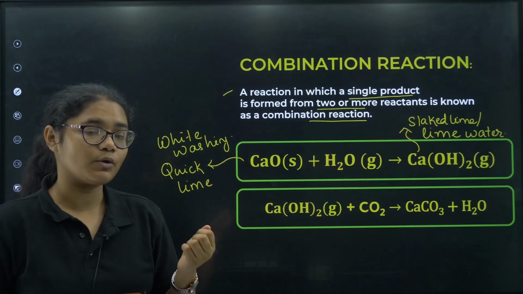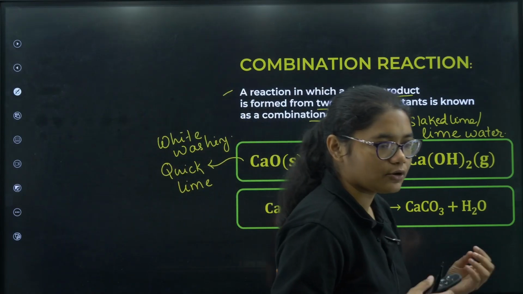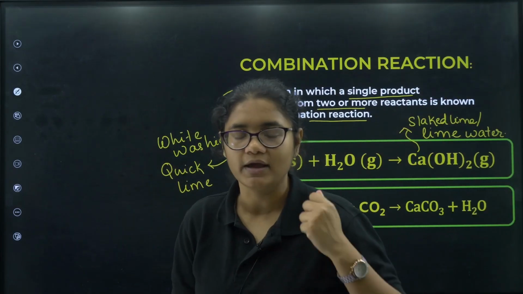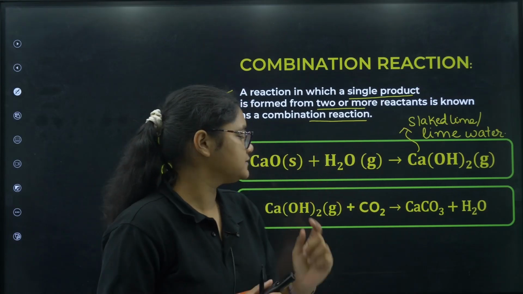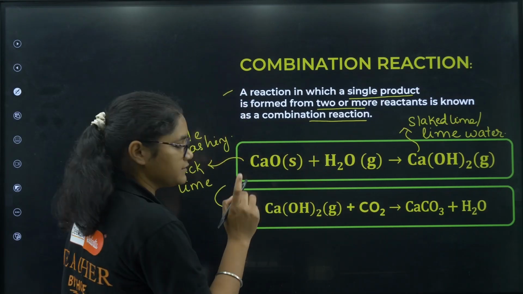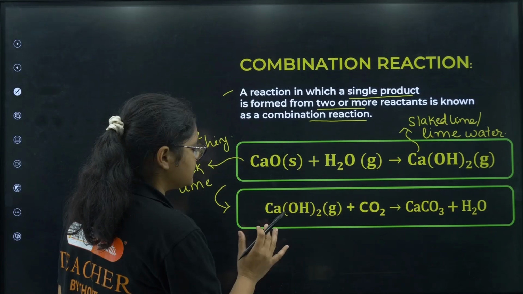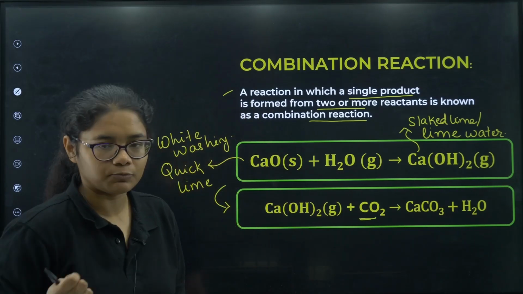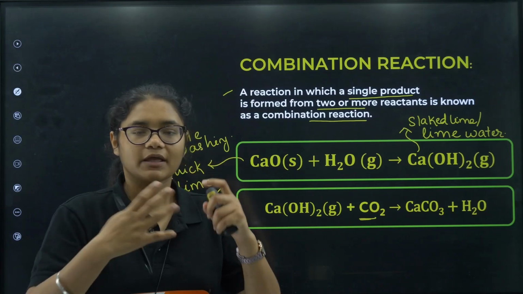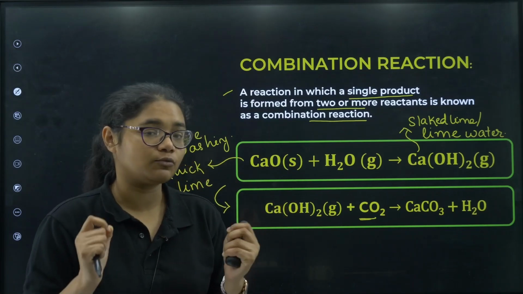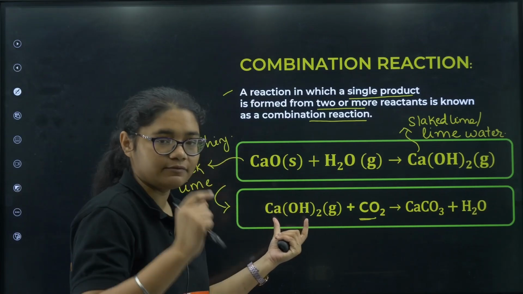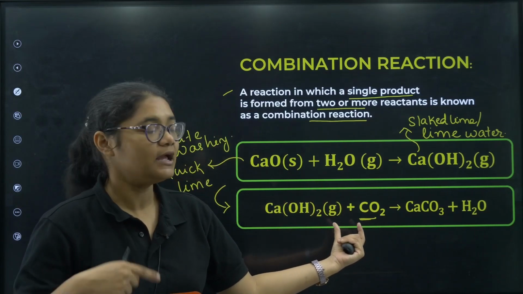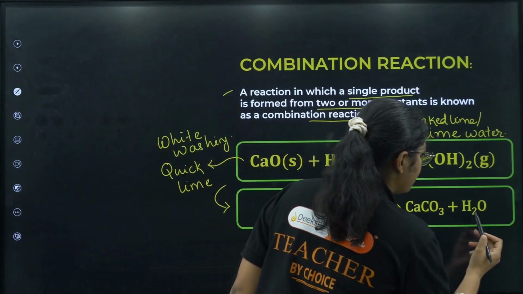After that, what happens? We observe that after 1 or 2 days, the whitewashed walls start to shine. What is the reason for that shine? The reaction here is the reason for the shining. Calcium hydroxide reacts with the carbon dioxide present in the atmosphere. Calcium hydroxide, which is present on the wall, reacts with the atmospheric carbon dioxide to give you calcium carbonate and water.